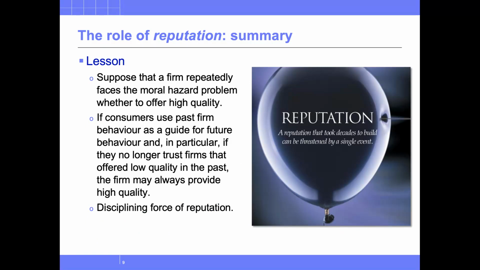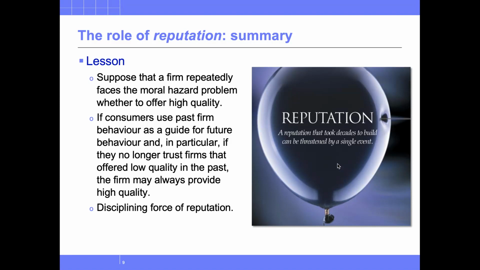So let us summarize what we have learned here. The lesson is the following. Suppose that a firm repeatedly faces the moral hazard problem, whether to offer high quality or not. If consumers use past firm behavior as a guide for future behavior, and in particular if they no longer trust firms that offered low quality in the past, then the firm may always provide high quality. You can see this as reputation exerting a disciplining force, forcing the seller to sell high quality in every period in order to maintain its good reputation.